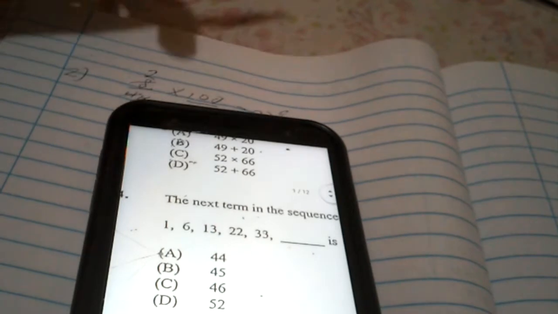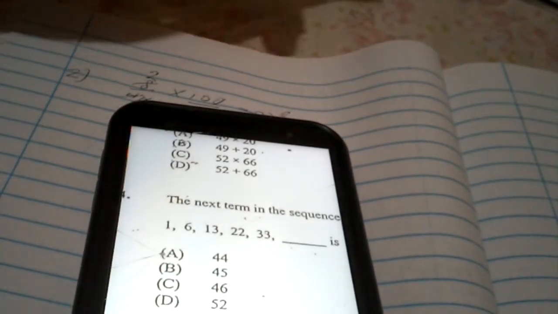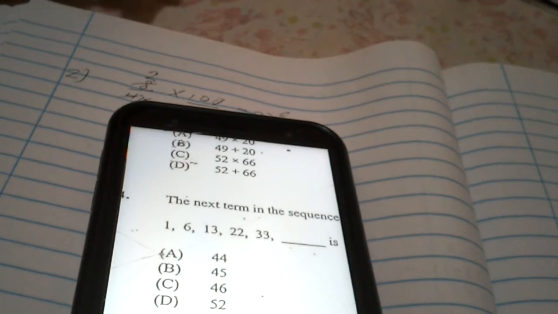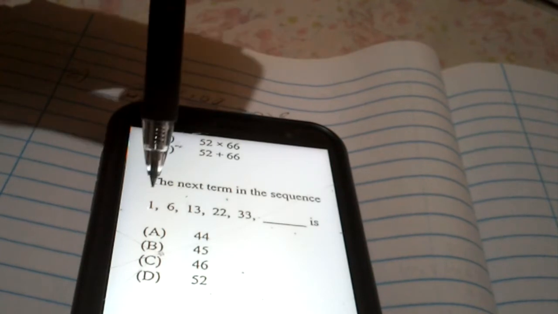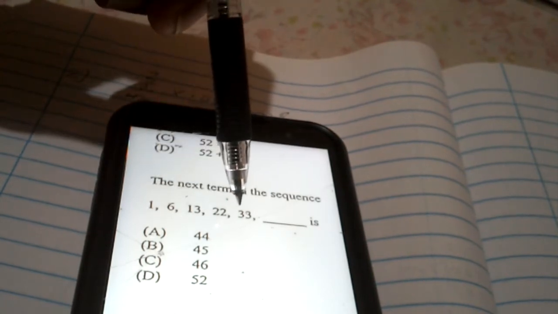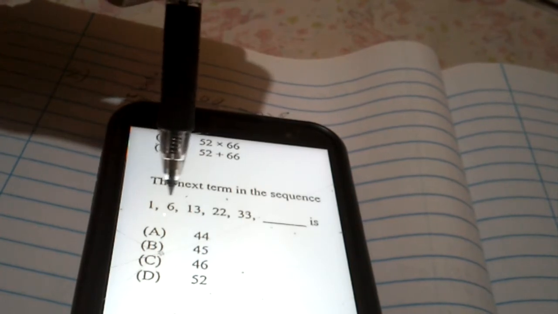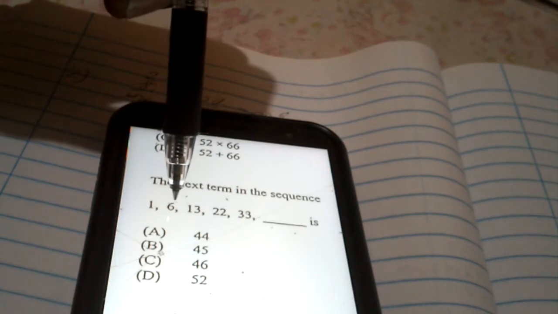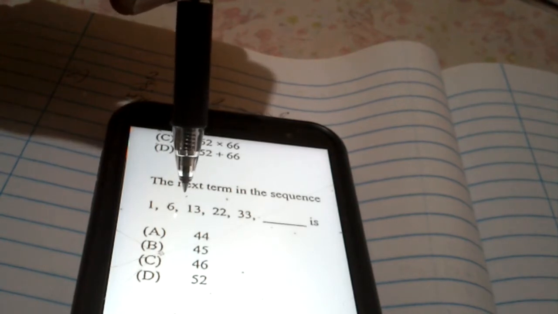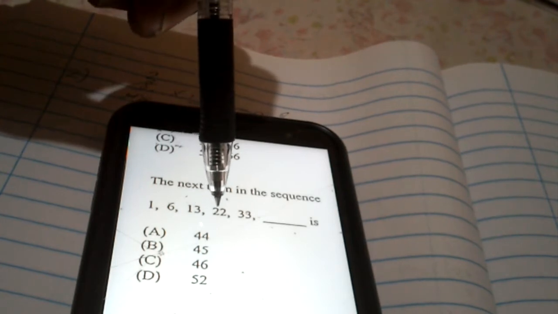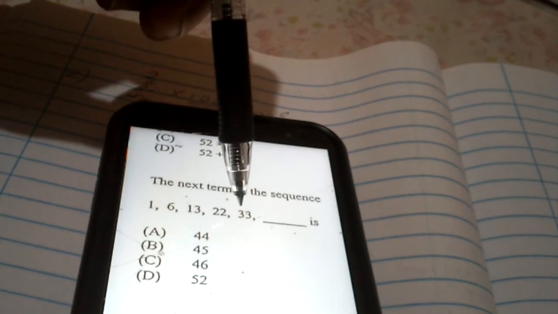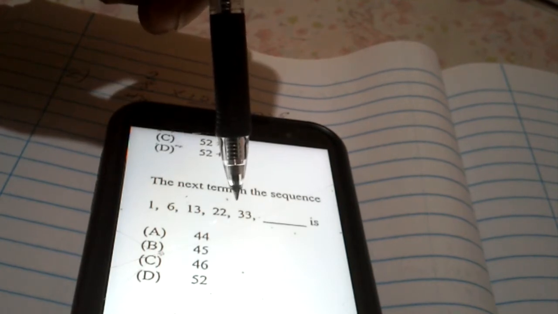Let's go on to number 4. Alright, number 4. This particular question is a sequence question, and it says find the next term in the sequence. We have 1, 6, 13, 22, 33. Now between 1 and 6, this is going in ascending order. That means it keeps increasing. So between 1 and 6 we have what? 5. Between 6 and 13 we have what? 7. So it's 5, 7. Between 13 and 22 we have 9. So the numbers keep increasing by odd numbers. Between 22 and 33 would be what now? 11. So the next odd number would be what? 13.